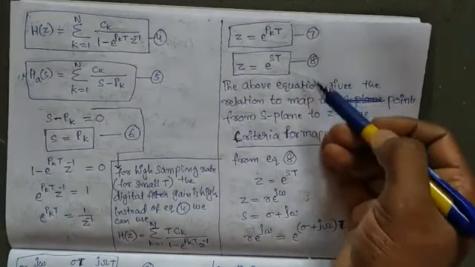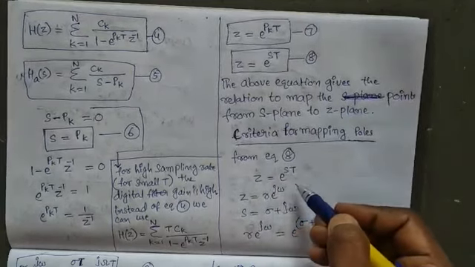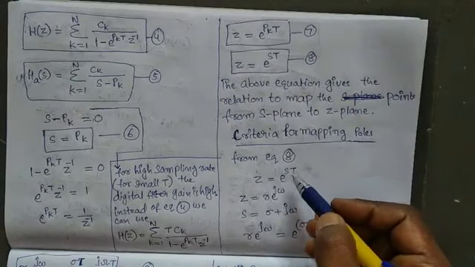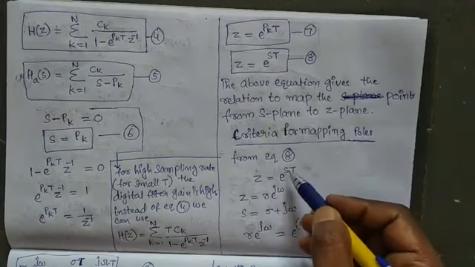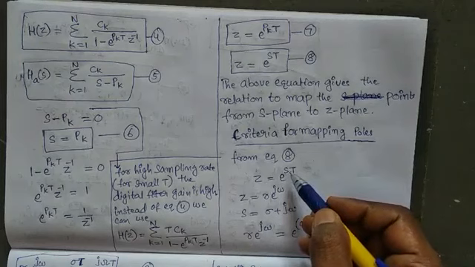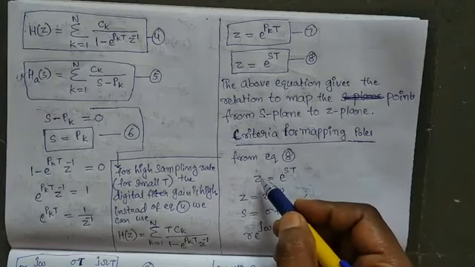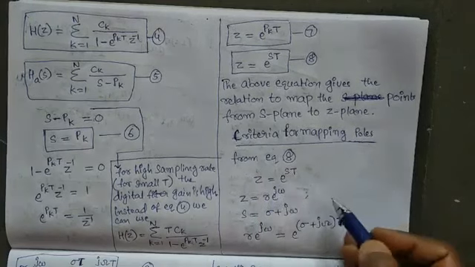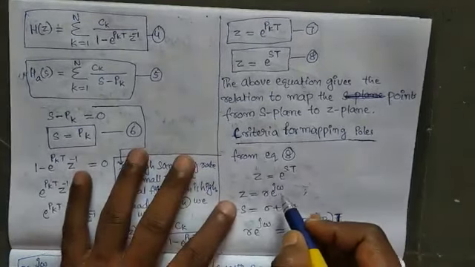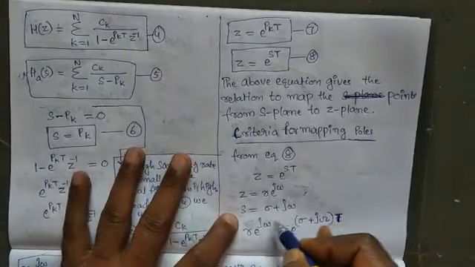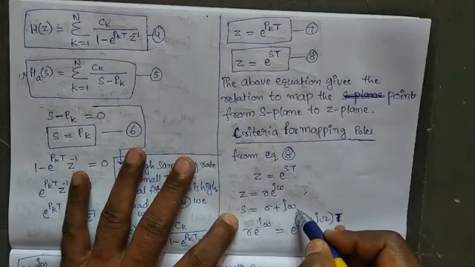From equation 8, what is equation 8? z is equal to e power sT. Here s is equal to sigma plus j omega. We are expressing z in terms of polar form: z is equal to r into e power j omega. Here z is equal to r e power j omega, and s is equal to sigma plus j omega.